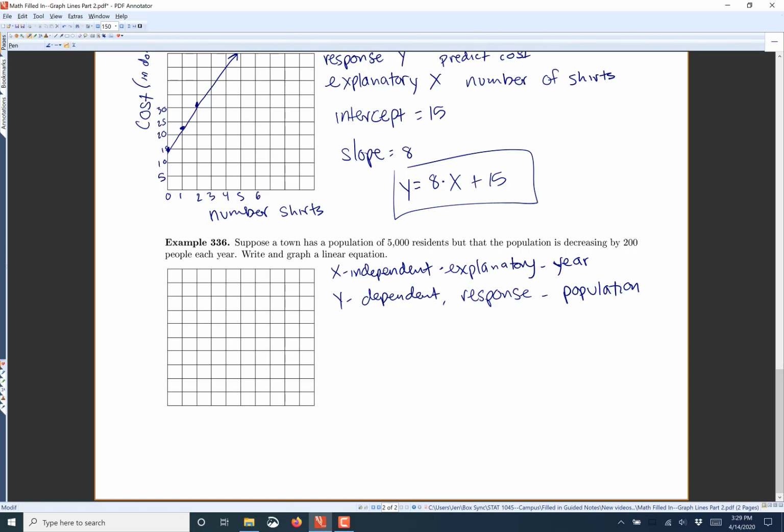Sometimes we call X independent because notice the year is not really affected by the population. You can't change the year. The year just keeps marching on no matter what you do. It's the population that is affected by the time. So here we will have year. Over here we will have population.